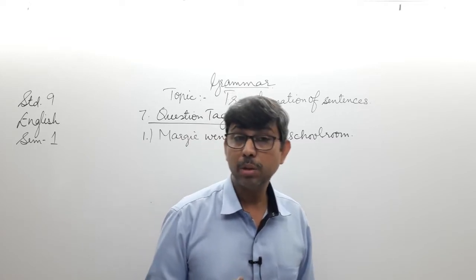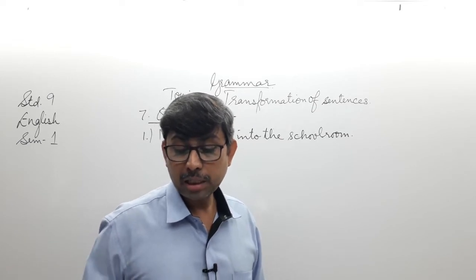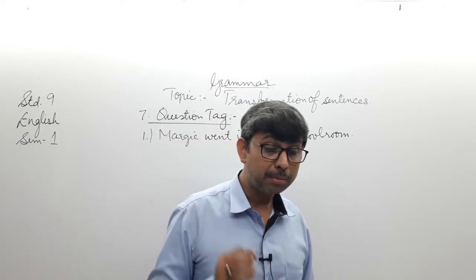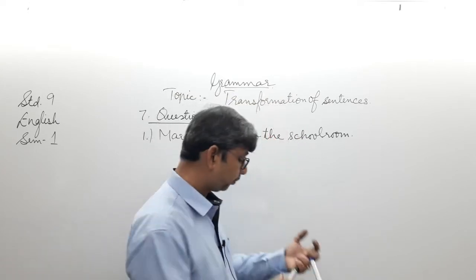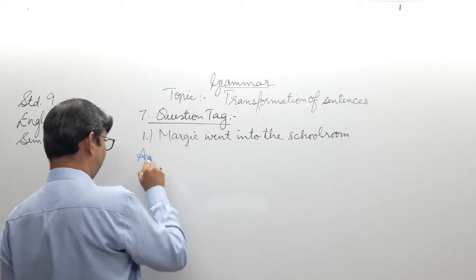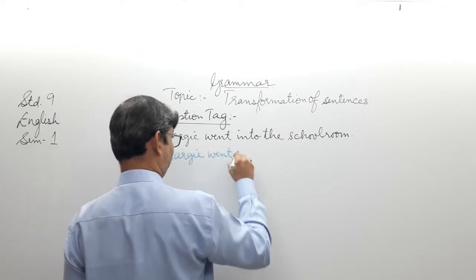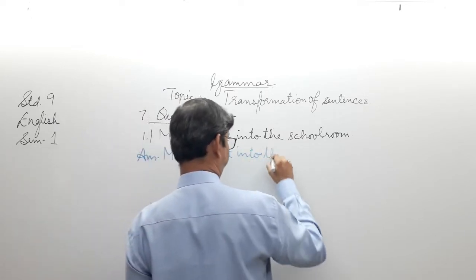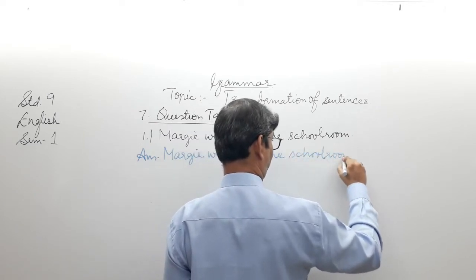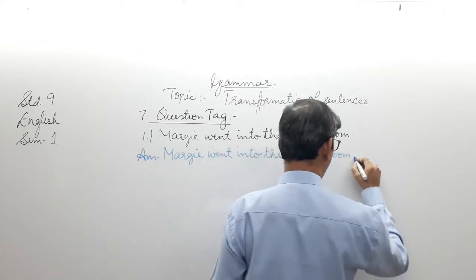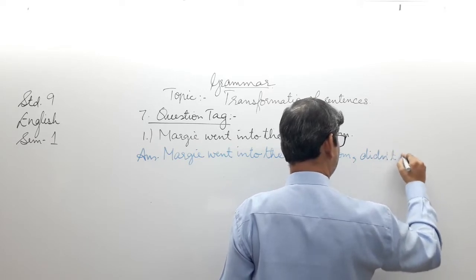So what do we require? We require a negative question tag over here. Hence, we will be applying Margie went into the room, comma. Remember, we have to apply the punctuation mark comma. Didn't she? Note it down. Comma needs to be applied over here before applying the tag. And then I'll be applying didn't she.